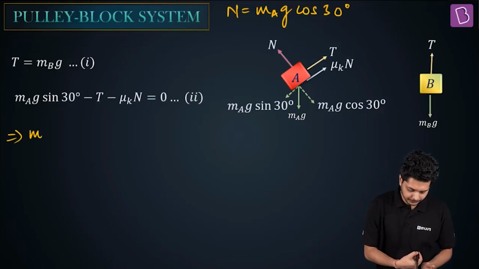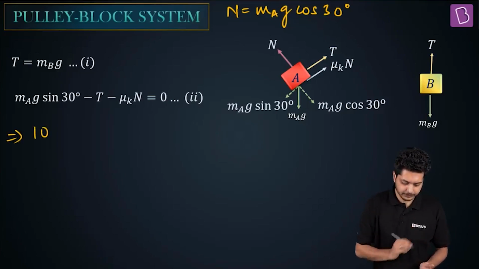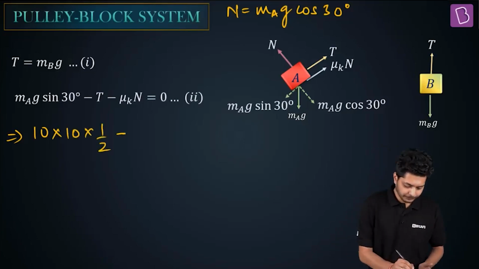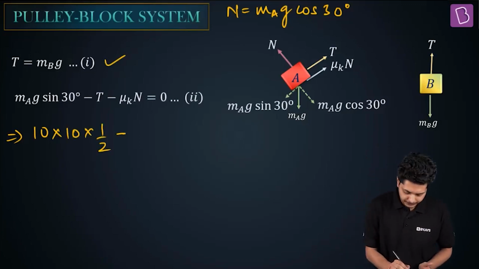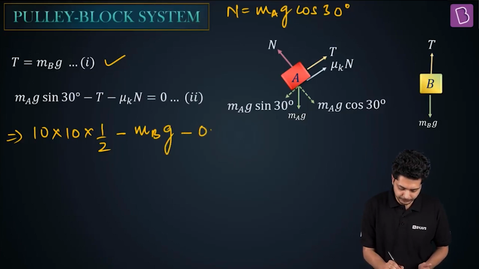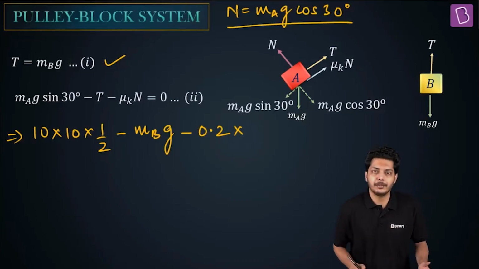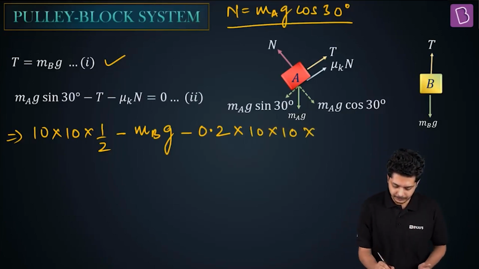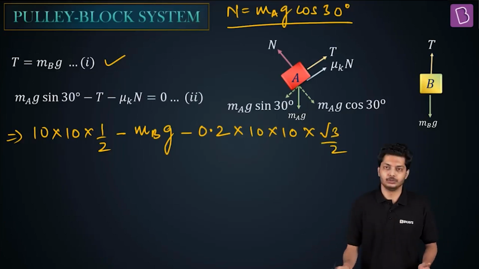Ma, let's place the mass here itself. Ma is 10, right? Mass of block A is 10 kg. G is 10. Sin 30 is 1 by 2 minus T. From equation 1, T is mbg, minus mu k. Coefficient of kinetic friction is given 0.2 in the question. Normal reaction from this equation is mag cos 30 degrees. What is MA? MA is 10. What is G? It is 10. Cos 30 degrees is root 3 by 2.